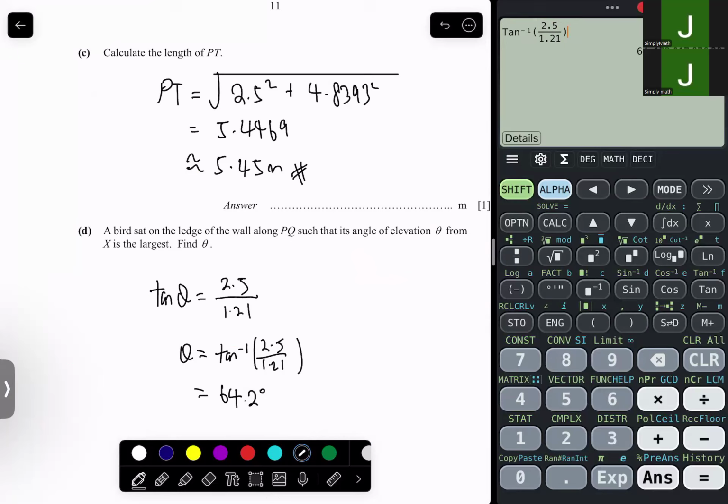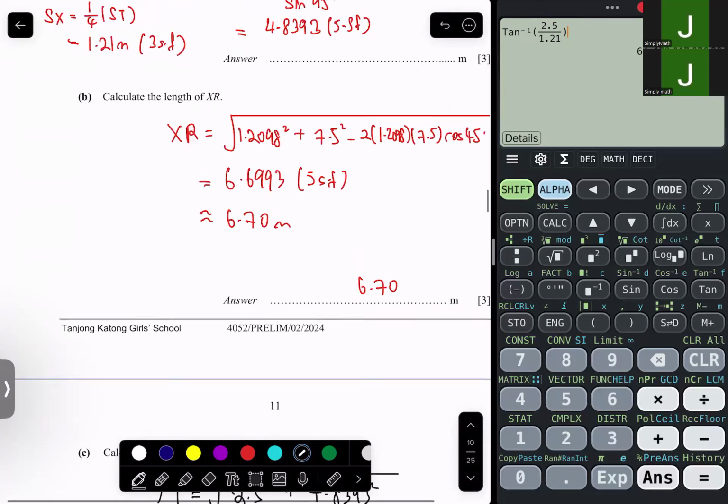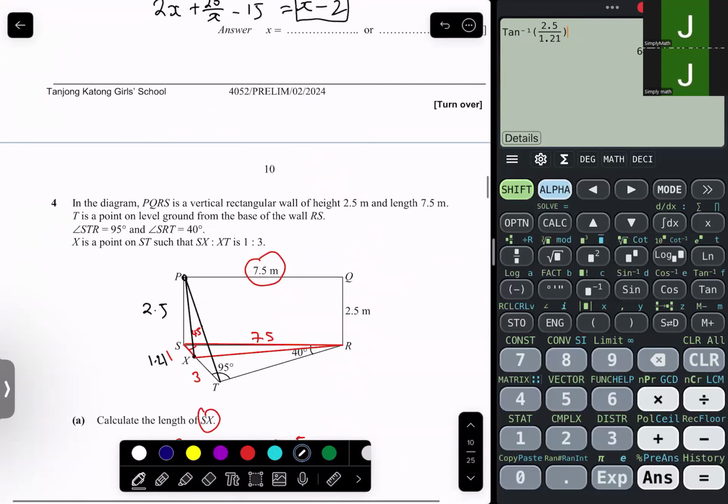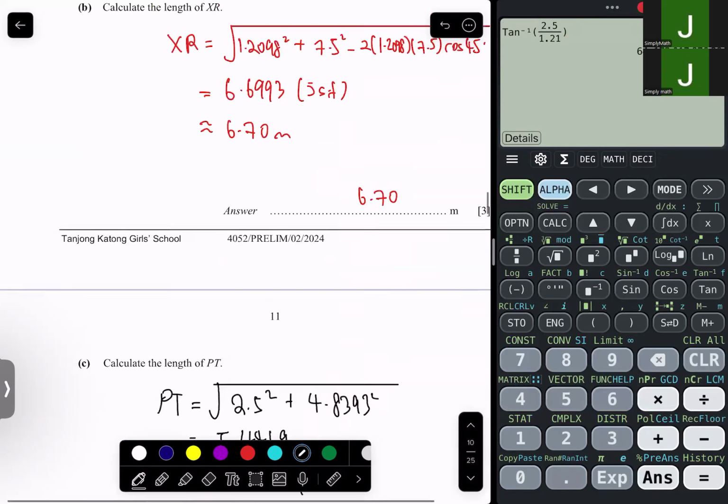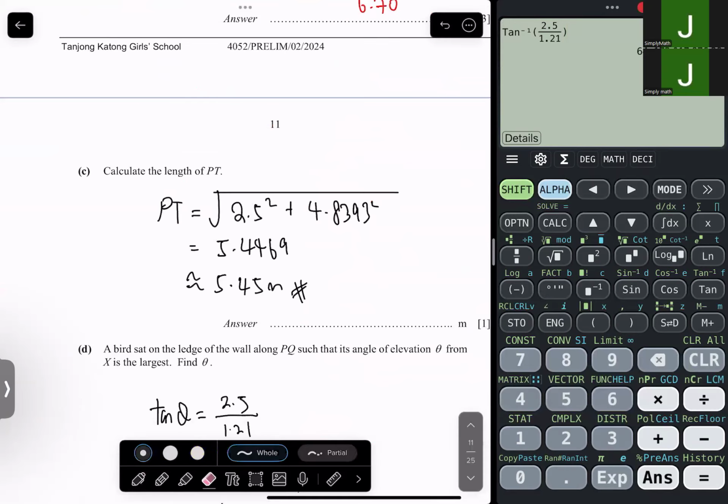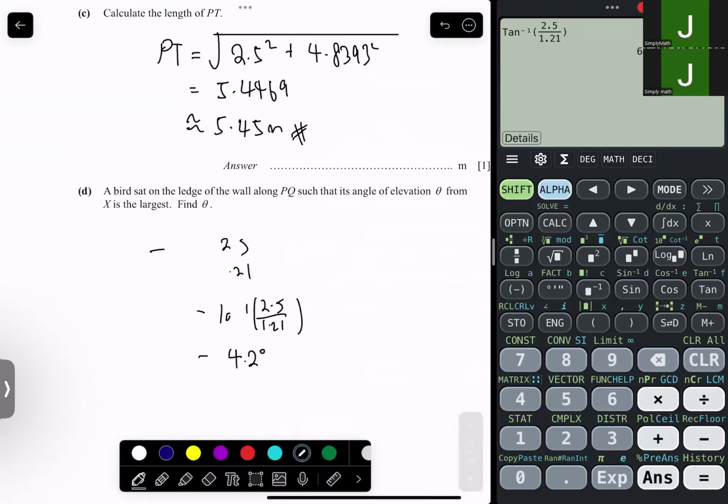A bird sat on the ledge of the wall along PQ, such that the angle of elevation from X is the largest. Oh, okay, I see, I see. No, no, no. Wait, mine is wrong. Right. It can't be so simple for 4 marks. Sorry.